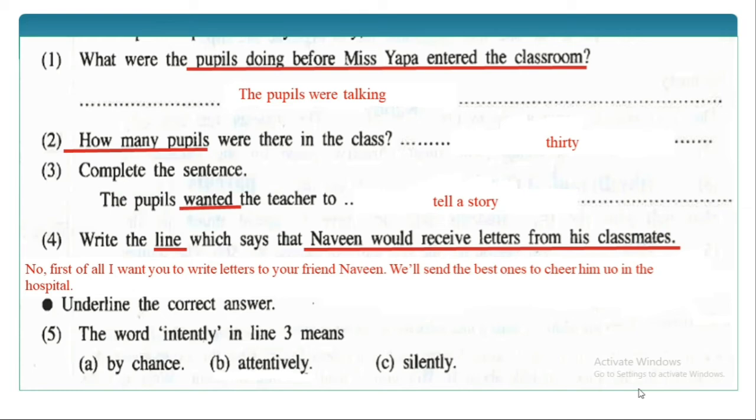Underline the correct answer. The word intently in line 3 means, it has a similar meaning to attentively. The answer is B, attentively. Test 8.